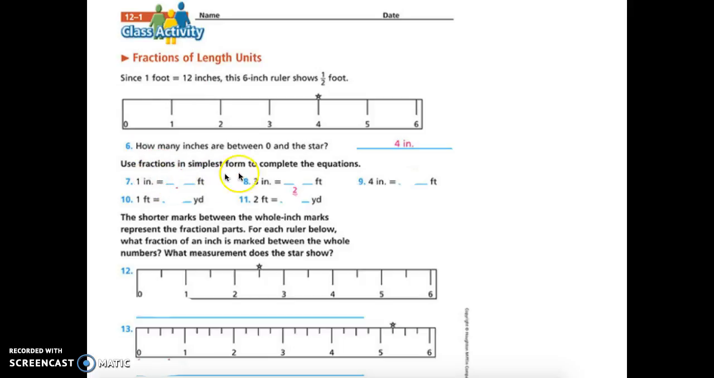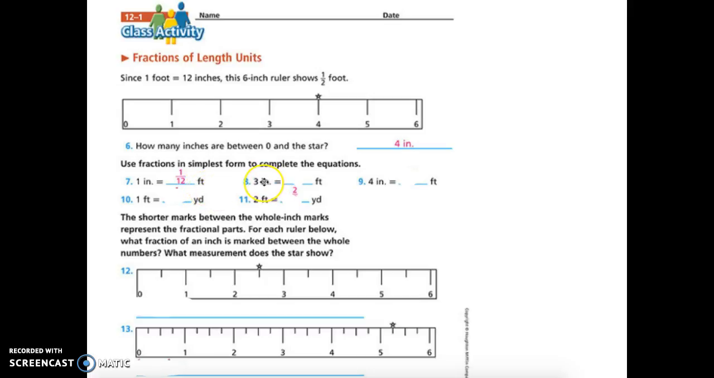So in here it wants us to write it as an equation. In this case we only have 1 inch of the 12, so we're going to write that as a fraction. We're going to say 1 inch over 12 inches is 1/12 foot. So 1 inch equals 1/12 of a foot.